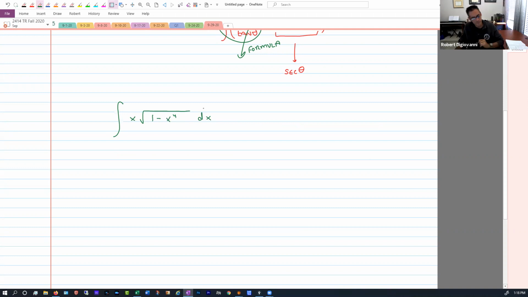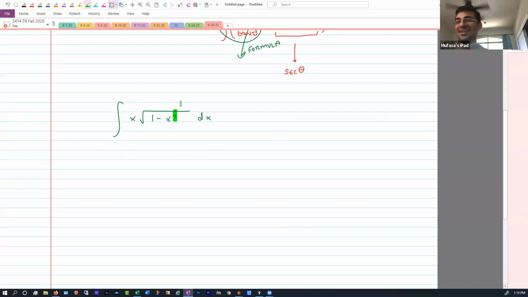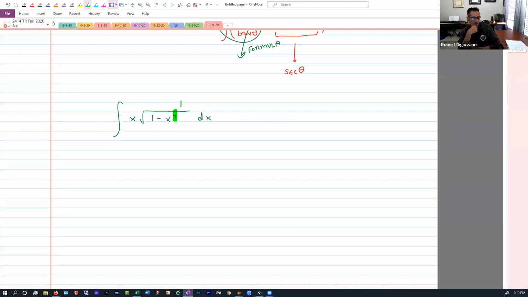So here I made x equal to sine theta. Okay, but you can't do that because this is not squared. Yeah, I treated the cosine here as cosine squared. Yeah, you can't do that. I cannot.